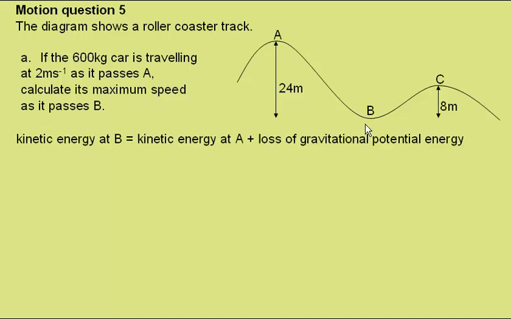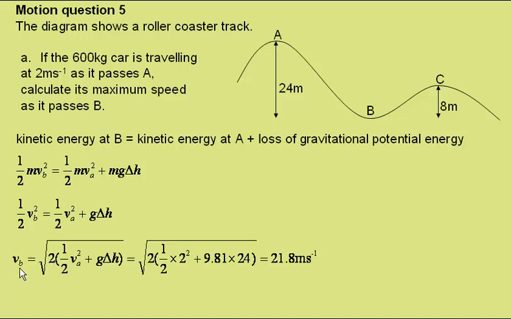Well, the kinetic energy at point B will equal the kinetic energy the car had at point A plus the loss of gravitational potential energy in dropping down this height of 24 meters. So we can say that half mass times the speed at B squared will equal half mass times the speed at A squared plus mg delta h, the change in potential energy. We can cancel throughout by m to get this formula. Then rearranging for v at B, we get this.